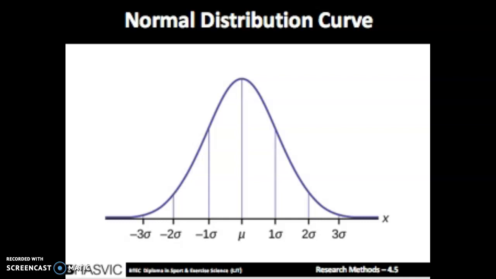In a normal distribution curve, 95% of values are between -2 and +2 standard deviations. 68% of values are between -1 and +1, which is either side of the mean.